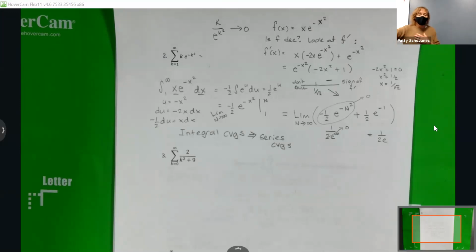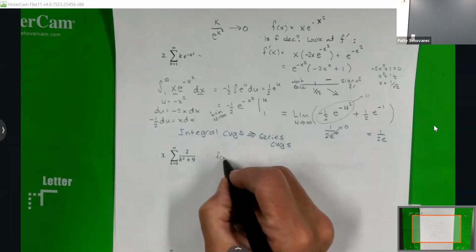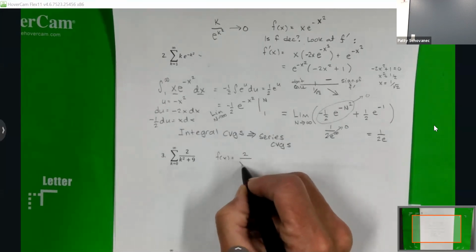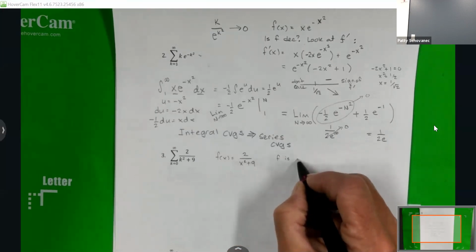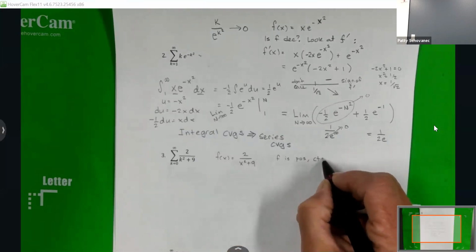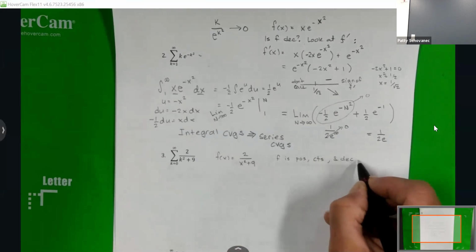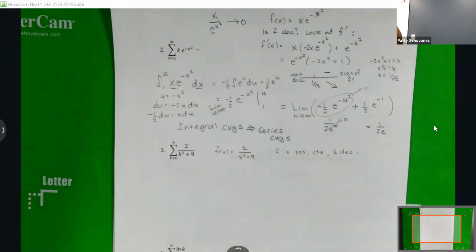The next one, though, 2 over k squared plus 9 does go to 0. So I try my test for divergence and I get no information. Limit to 0 means I know nothing. But if I take the function f of x is equal to 2 over x squared plus 9, then I know that f is positive, continuous, and decreasing. I don't have to do the first derivative because I know exactly what this graph looks like.